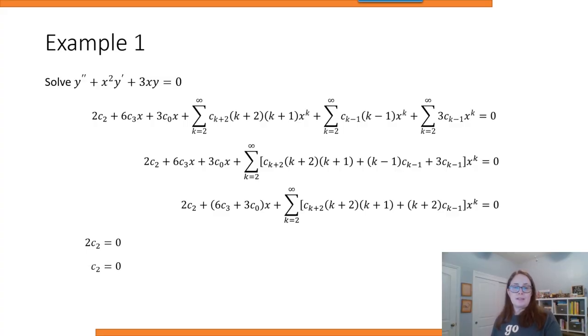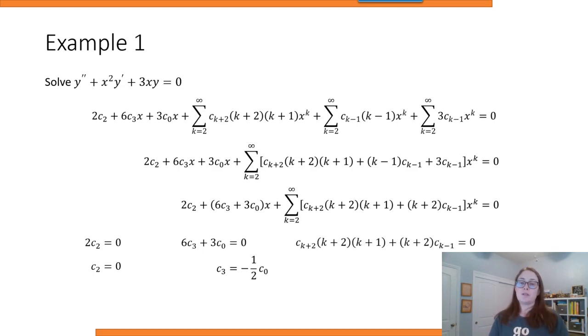Same thing with the next set, 6c3 plus 3c0 also has to add up to 0. It's the only x terms in the sum, so the coefficients have to cancel each other out. And so I'm going to solve this for the highest coefficient here. So the c3 is the higher between the c3 and the c0. So I'm going to subtract 3c0 and divide by 6 to get a definition for c3. So c3 equals negative 1/2 c0. You're always going to go with the higher one. That includes with the coefficient inside of my series.